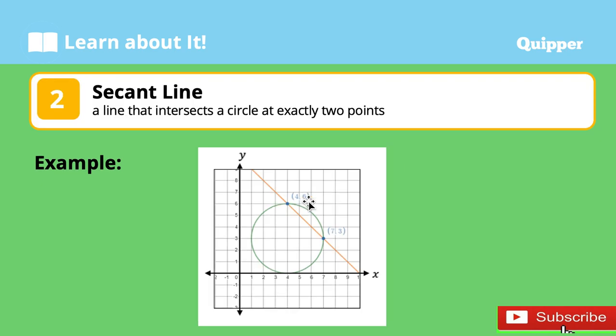Next is the secant line. It is a line that intersects a circle at exactly 2 points. For example, in the given figure, this orange line represents the secant line of the circle. And the line intersects the circle at points (4, 6) and (7, 3). These are the points of intersection. Since there are 2 points of intersection, that line that intersects the circle is the secant line.